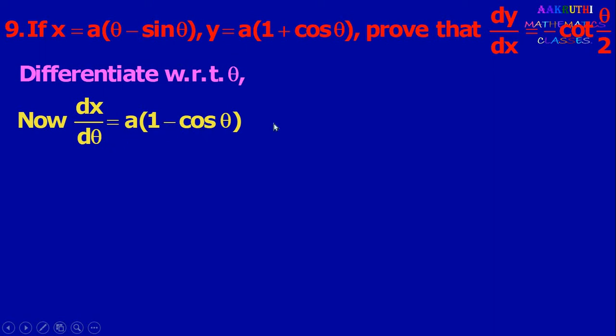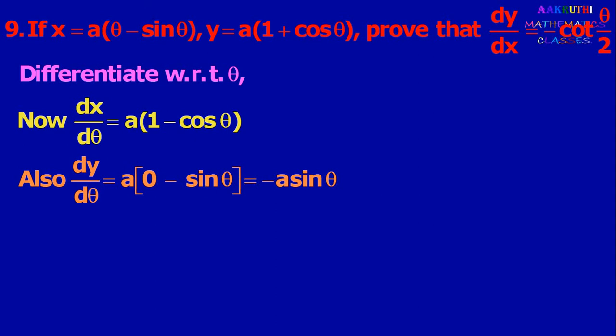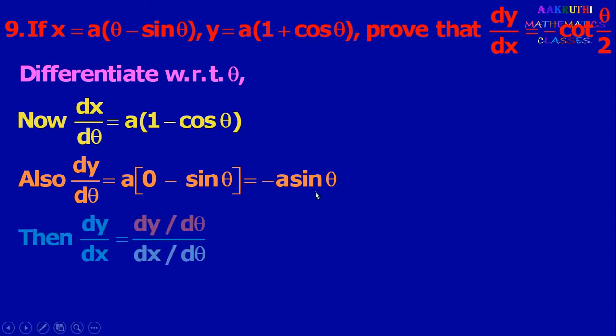So next find dy by d theta. So dy by d theta, a is constant. Again, differentiation of 1 is 0 and differentiation of cos theta is minus sin theta. So we get dy by d theta is minus a into sin theta. So a into minus sin theta is minus a sin theta. Now dy by dx is dy by d theta divided by dx by d theta.